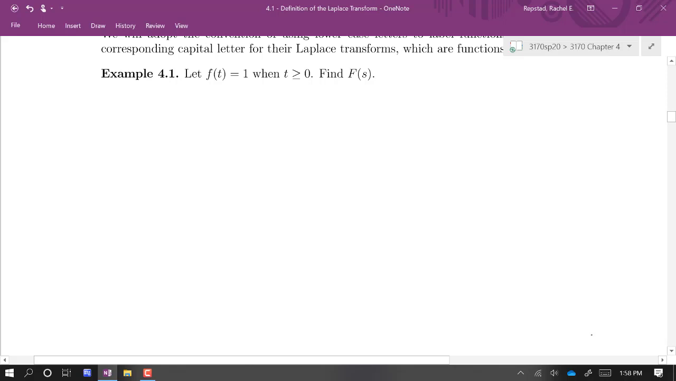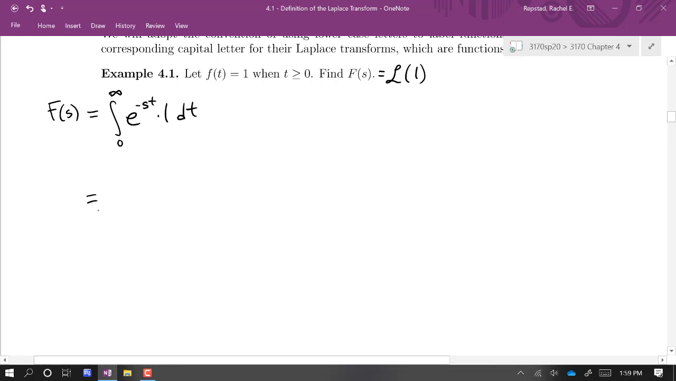We're going to start with a simple function, the function f of t equals 1. So we're going to find big F of s, or the Laplace transform of 1. This function, big F of s, is defined to be the integral from 0 to infinity, e to the negative st times 1 dt. A little review from Calc 2: this is an improper integral because it has an infinite limit of integration.